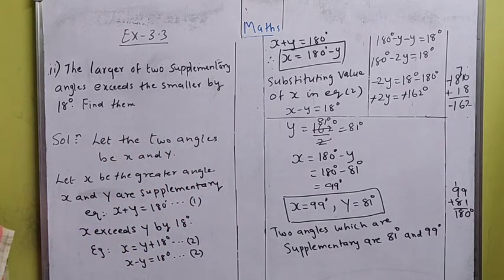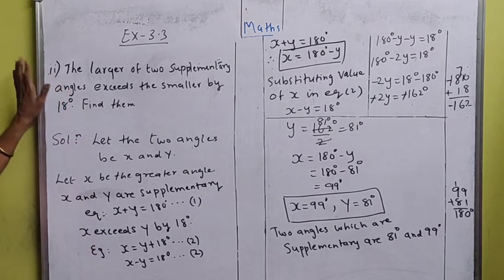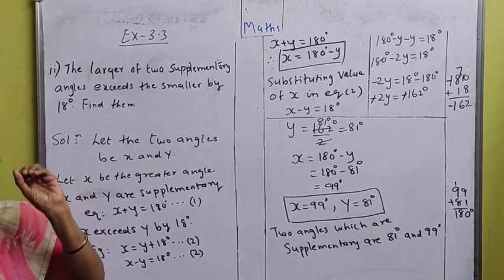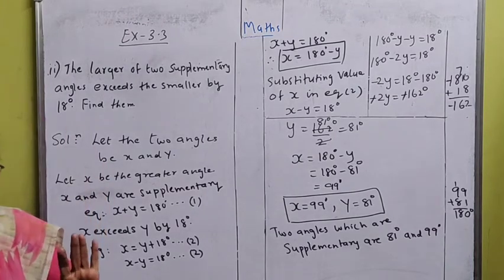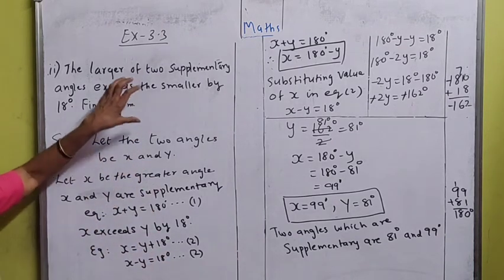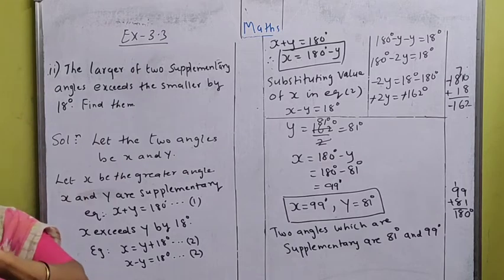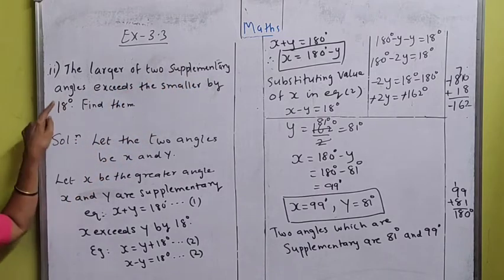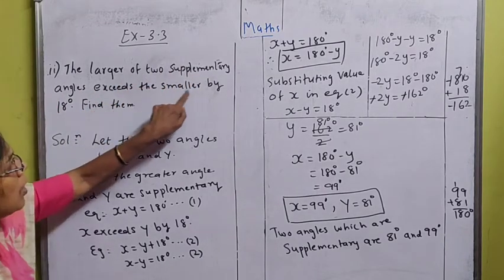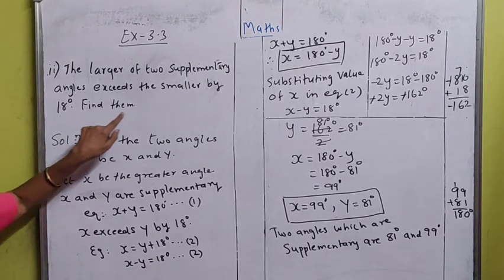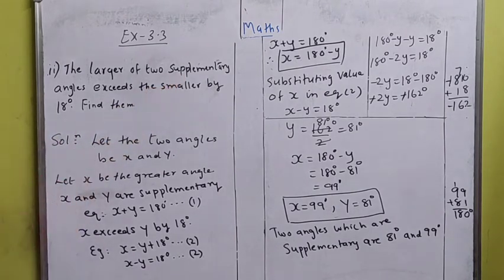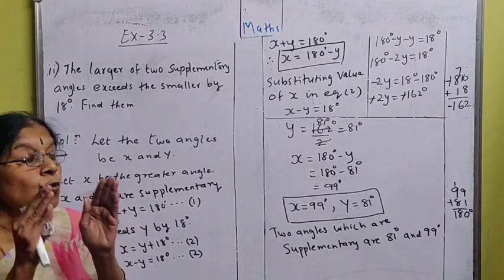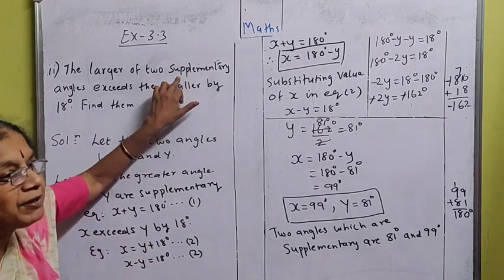Once again, let us see what the sum is given. See the sum, read the sum. Always in problem sums for linear equations, understanding the problem sum is very, very important. What is given? The larger of two supplementary angles exceeds the smaller by 18 degree, find them. Supplementary, I just explained to you. What is meant by supplementary? Sum of any two angles should become 180 degree, then they are called supplementary.